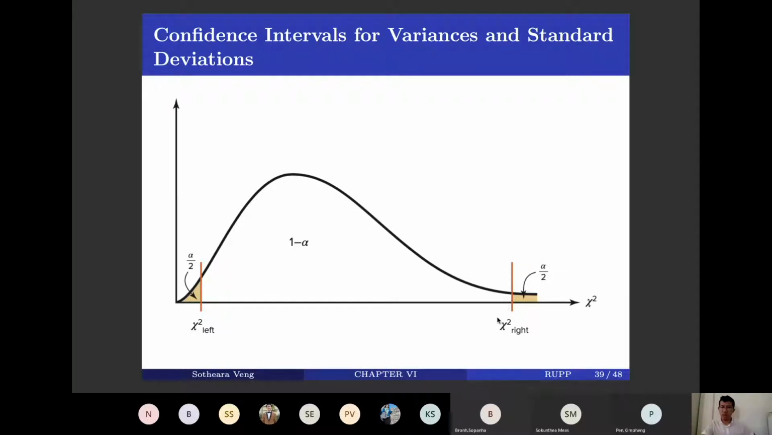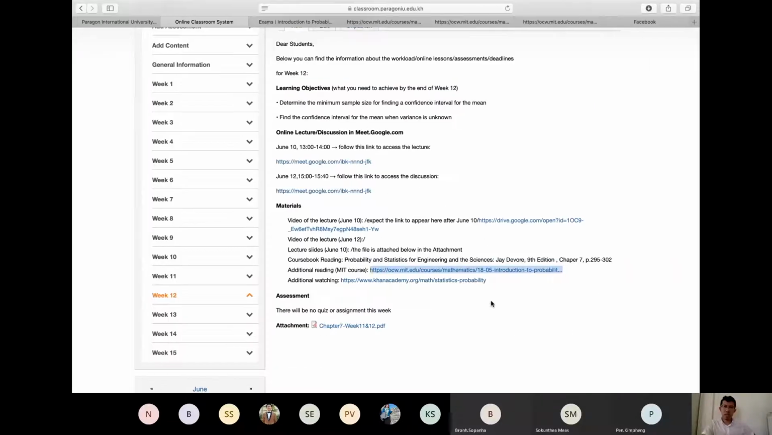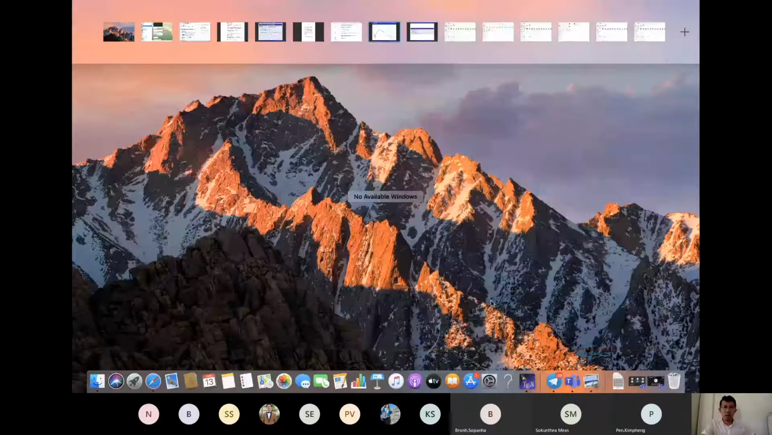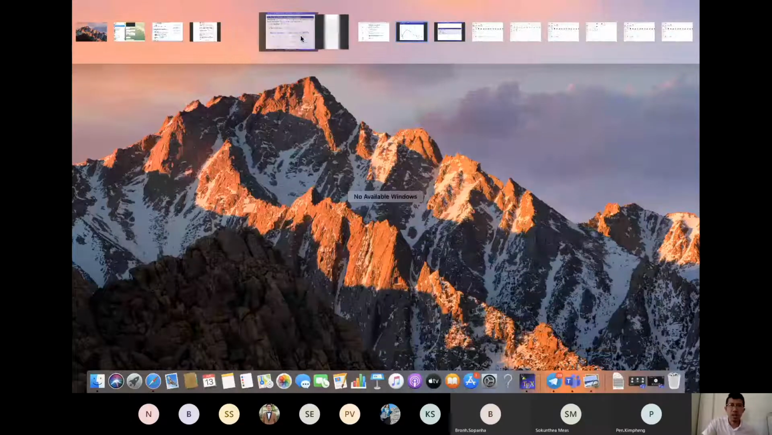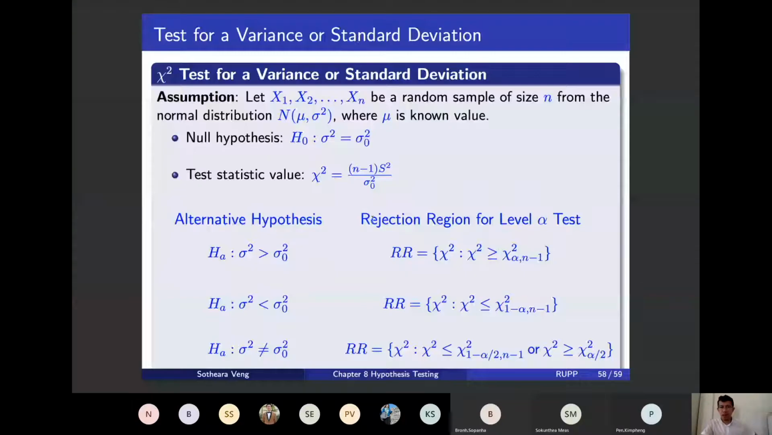This means that this is the point at which the area under the curve to the right is alpha over 2. And this is the left when you think of the area to the left. This is when you think of the right. But this is a different notation. Okay, a different notation. This is just the same thing, right?